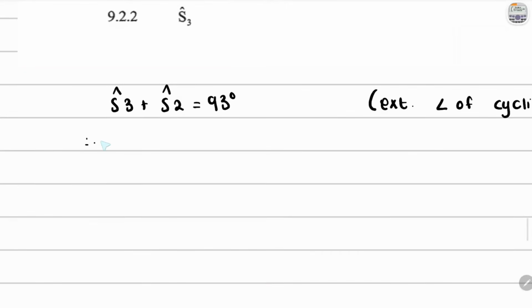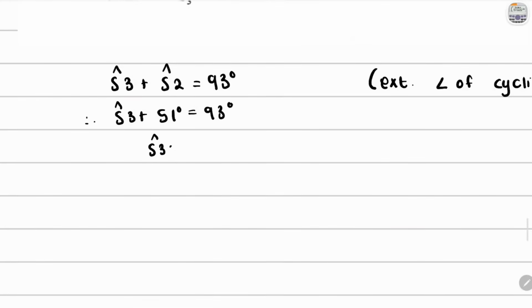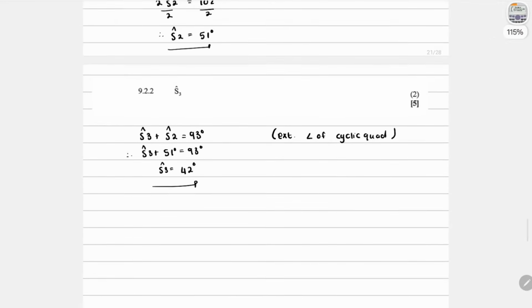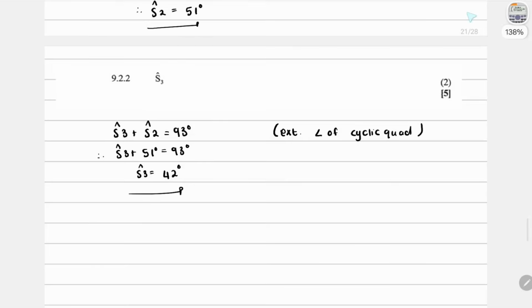And so, therefore, angle S3 plus 51 degrees is equal to 93 degrees. So we'll find angle S3 simply by saying 93 minus 51 degrees, which is 42 degrees. And that is our answer. And that is it for question 9.